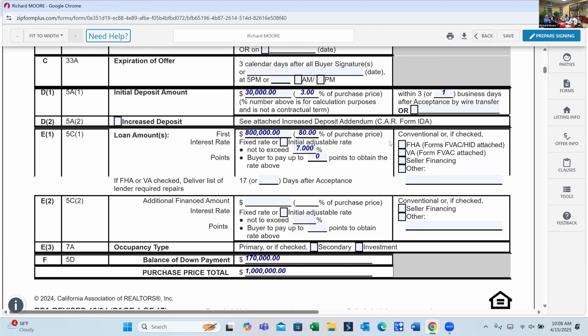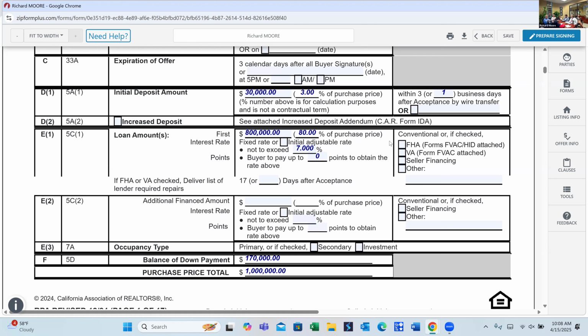If rates today go up to 7.5%, that's the prevailing rate. Even if I qualify, I can cancel because the rate today exceeds the threshold that I've inserted. And then buyer to pay up to 0 points, so take the rate above. I don't want to pay any points to get that 7% rate.